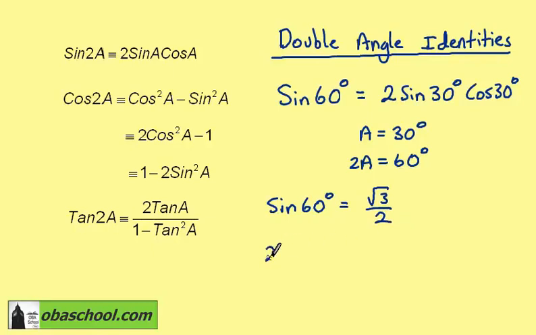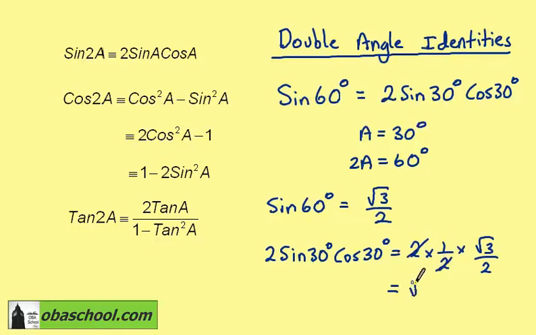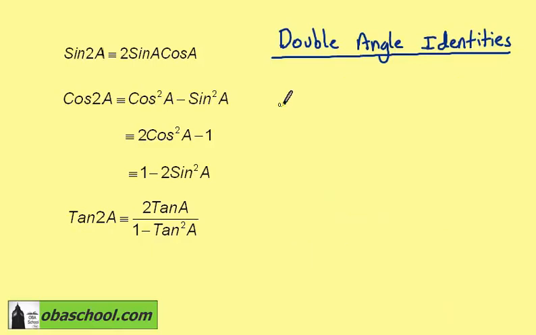And evaluating the right-hand side, 2 times sine 30 times cos 30 will be 2 times sine 30, which is a half, times cos 30, which is root 3 over 2. The 2's cancel, giving us root 3 over 2. So we can demonstrate that this formula works with this example. However, the proof of this first formula is left as an example for you to do.